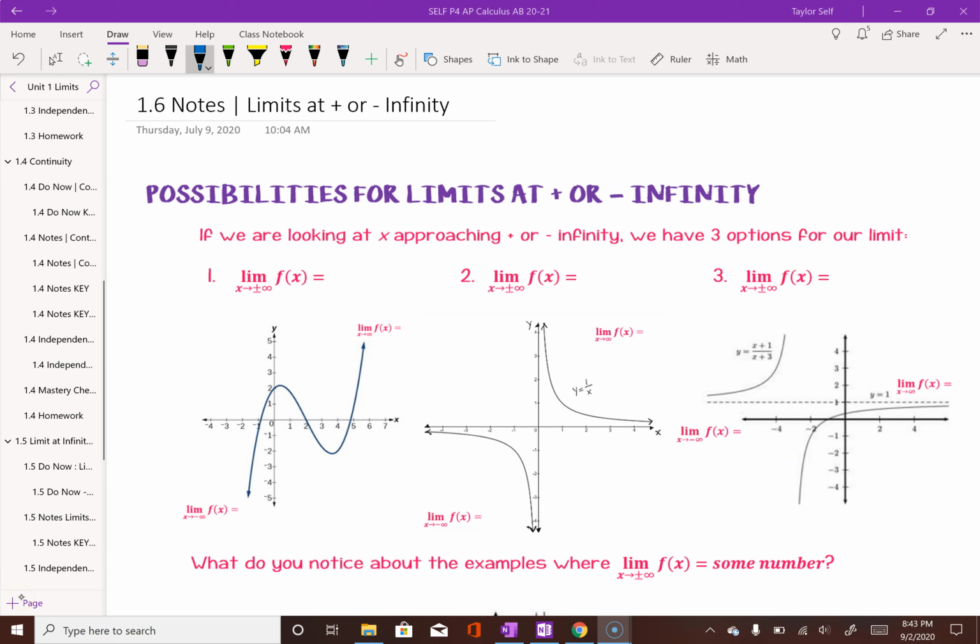All right, here we go. Today we are going to talk about limits at positive or negative infinity. So write down that title: 1.6 notes, limits at plus or minus infinity.